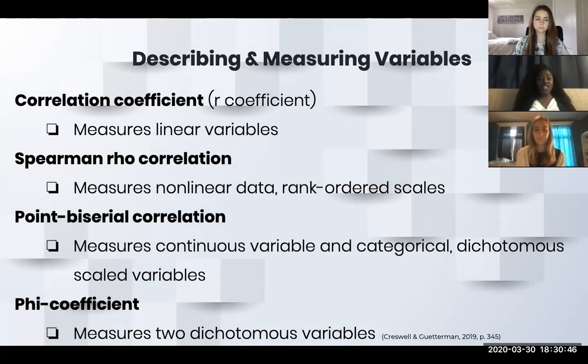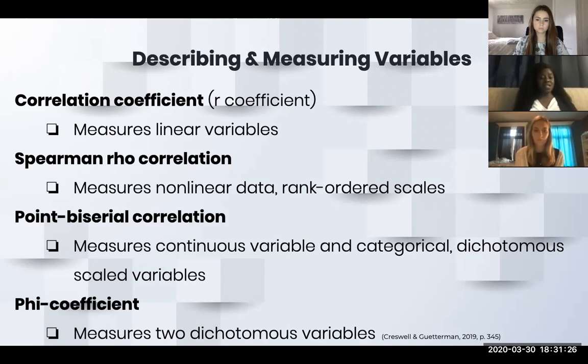Another way to measure variables is using the Spearman-Rho correlation. And it's a statistical measure to measure the association between two ranked variables. So these technically do not have to be continuous variables. The variables should be either ordinal, so in order, intervals, or ratio. And it's used to determine the strength and the direction of those variables.